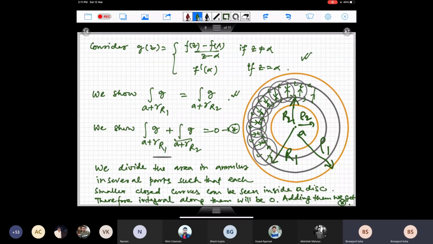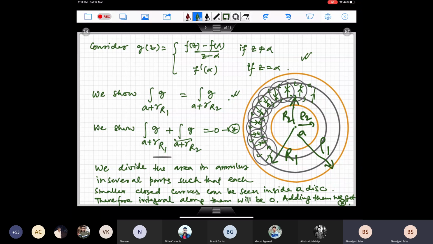The same function g we took, and then we observed that the integral of g along the circle of radius r1 or the circle of radius r2 centered at a, both the integrals are the same. So that is not very difficult to prove. I have kind of told you the idea of how it is done.